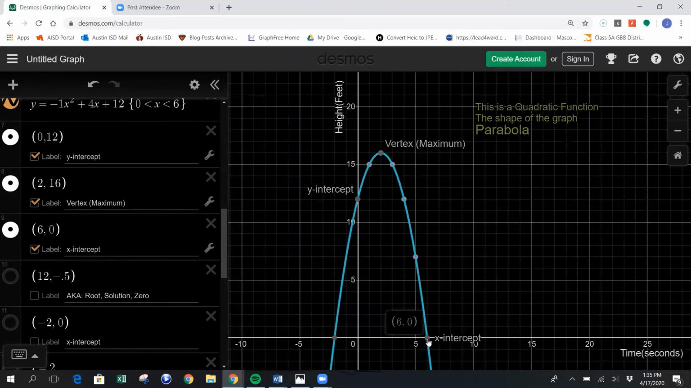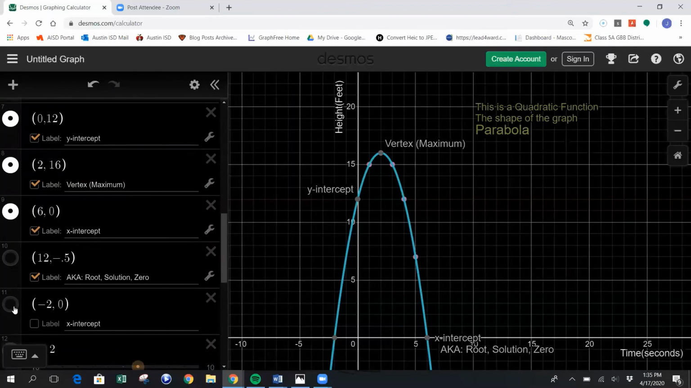X-intercept makes sense. It's where the line crosses the x-axis at 6. But we also call them root, solution, and 0, which are 3 other names for x-intercept that you will see and that you need to know for Algebra 2 when you get to that course. So make sure x-intercept is the same thing as a root, a solution, or a 0. It's where the graph crosses the x-axis.